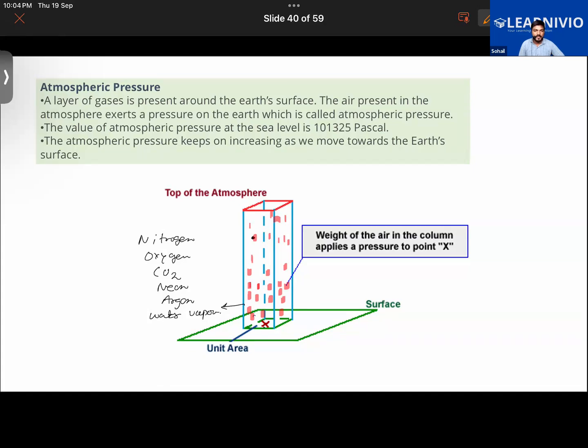Furthermore, pressure, we know that we measure it in the unit Pascal. By the way, you guys understand about this now, like what is sea level? You guys understand about sea level or not?